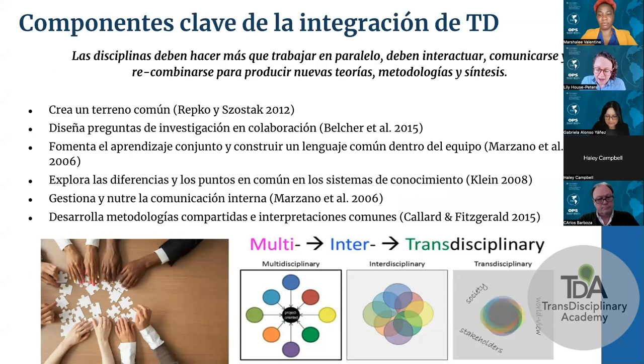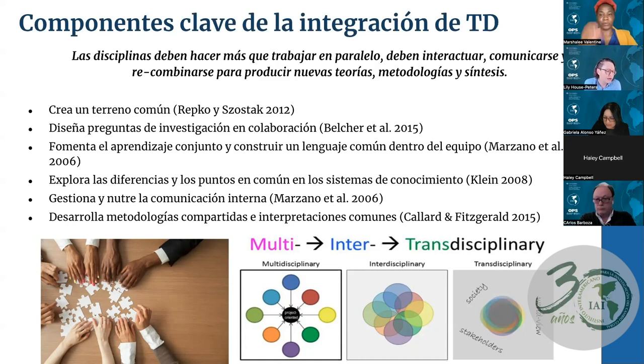So, we can begin when we return with a review of this, so that we have time for questions. So we want to share some of the key components of transdisciplinary integration. And we'll continue to discuss this as we continue on, as well as best practices for this integration. But we really like this quote here that disciplines must do more than work in parallel.